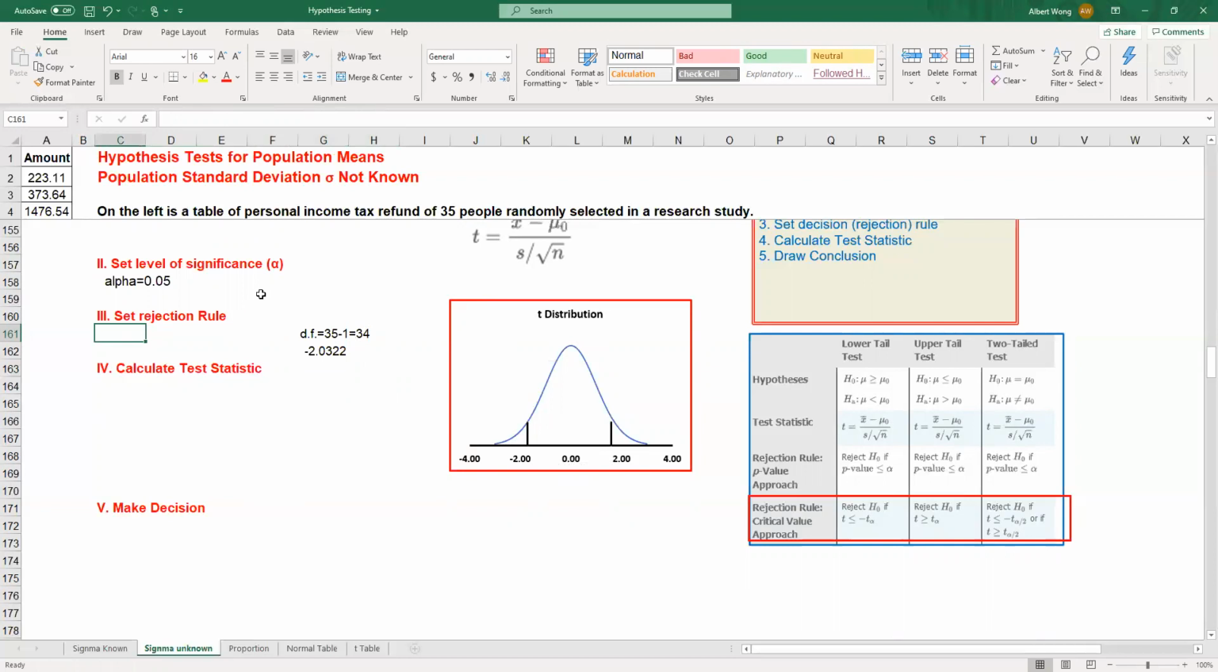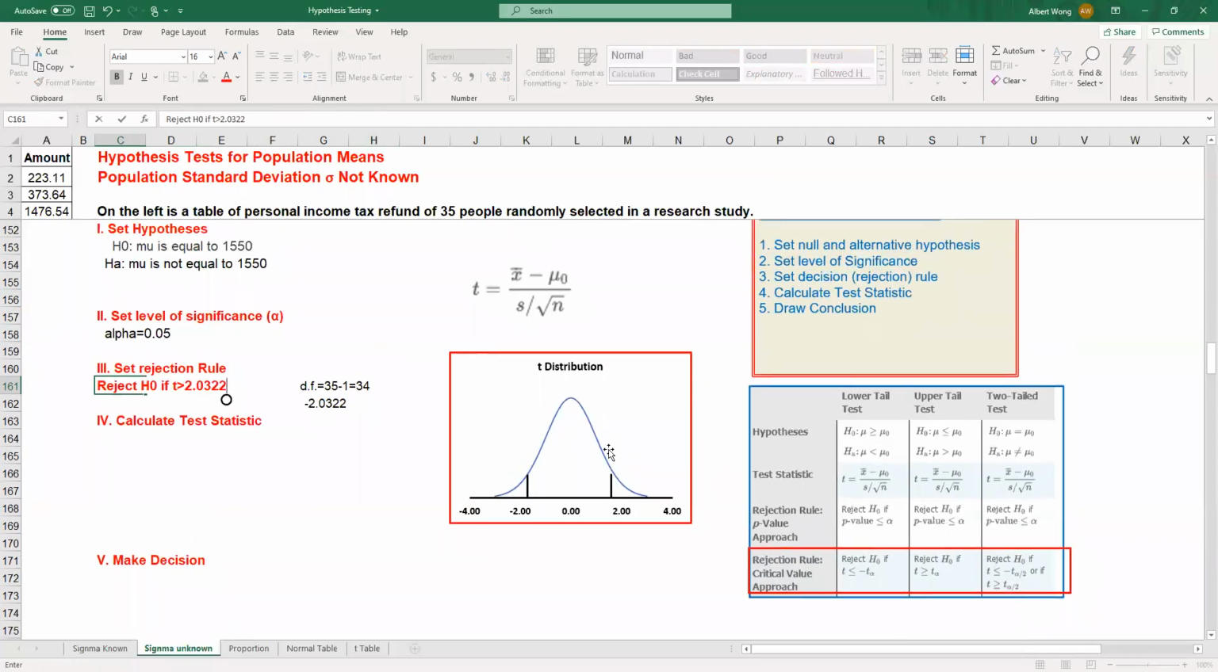So our rejection rule would be reject H0 if t is bigger than 2.0322, right? Because T is symmetric. So if this is negative 2.0322, then the positive part over there would be positive 2.0322. Or you can also reject the null hypothesis if T is less than negative 2.0322. Okay, so that's how you go about doing that.